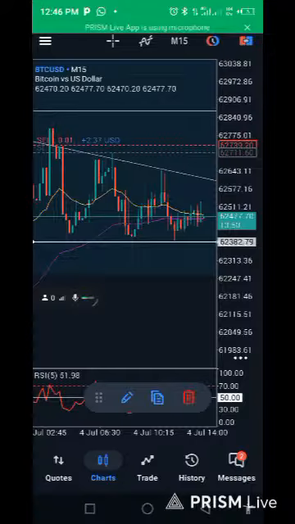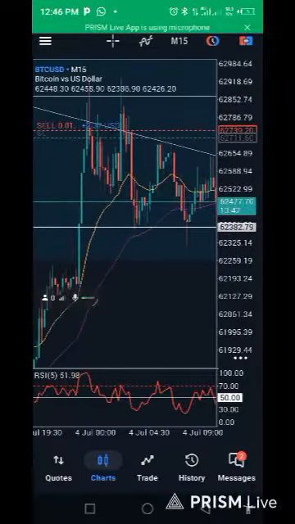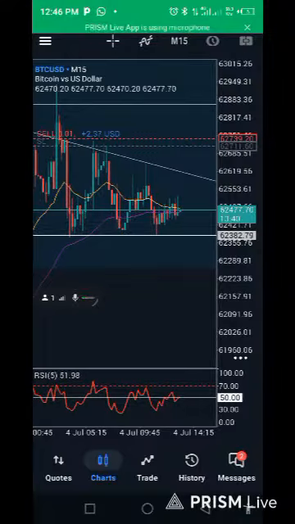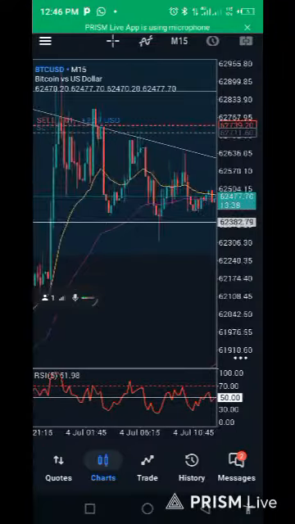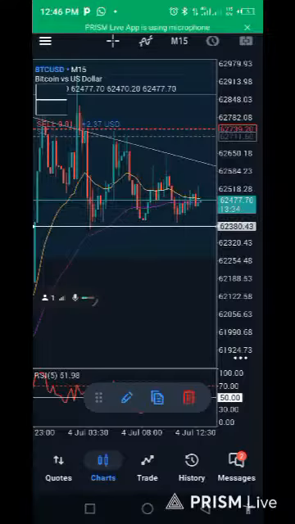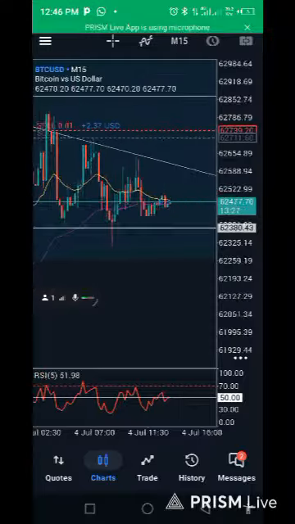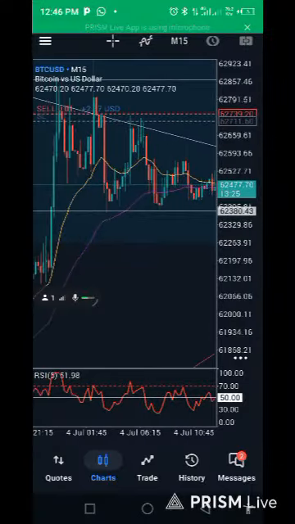You can see that's another support line, and that support line has been tested three good times. So this is the 15 minutes time frame, and I'm expecting it to break down towards the downside.